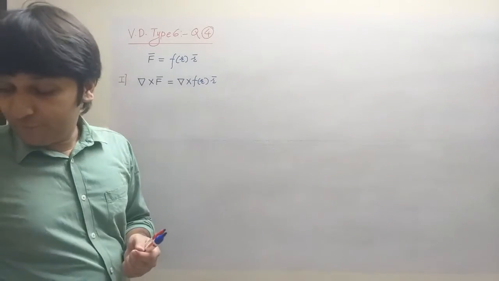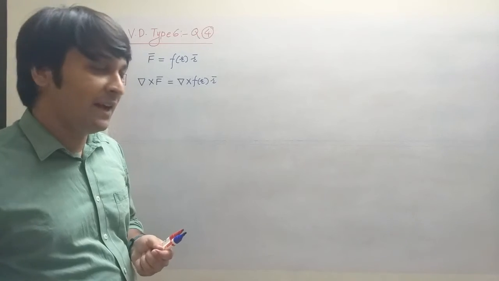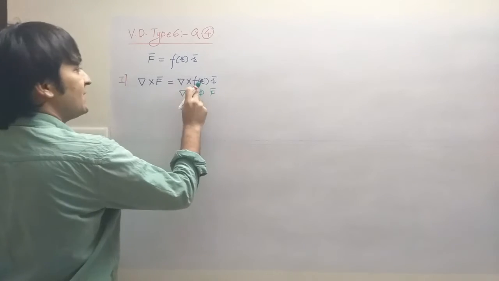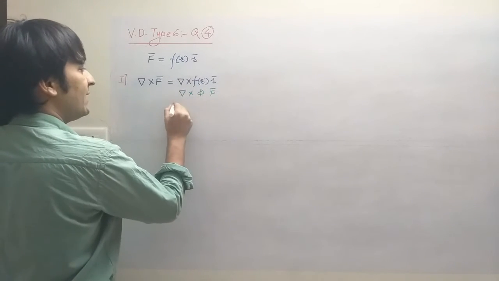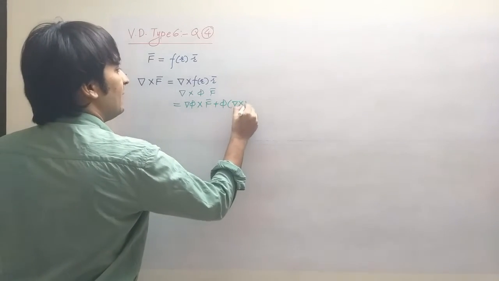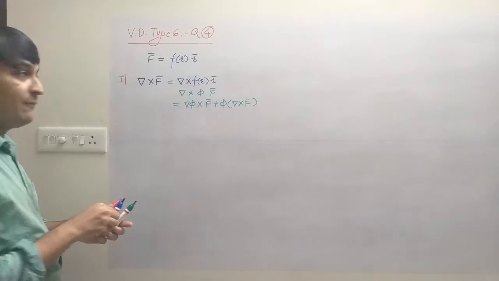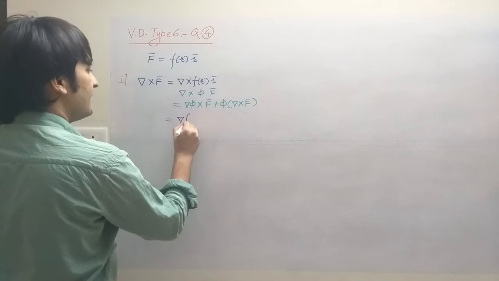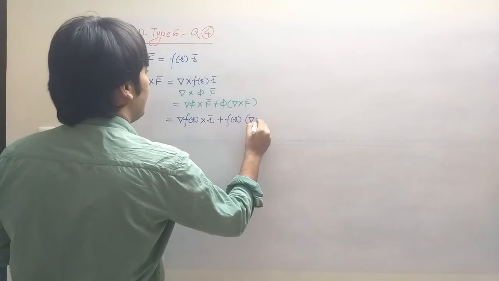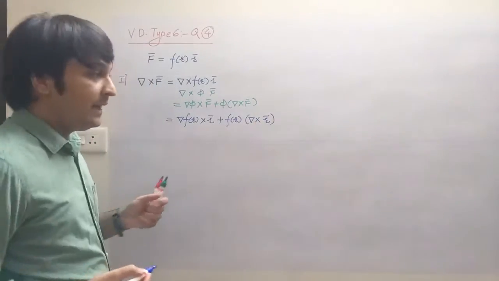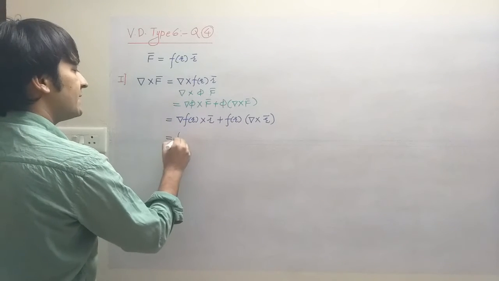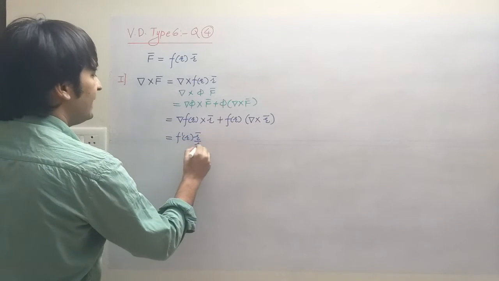Correct? And now, if you remember formula, check if you remember the formula. We have this formula. This is phi. Del cross phi f bar. Phi means function. F bar means vector. So del cross phi f bar is what? Del phi cross f bar plus phi into bracket del cross f bar. Correct or not? And I will use the same formula. So it's going to be del phi, phi is f of r, cross f bar is r bar, plus phi is f of r into bracket del cross f bar is r bar. Correct? I'm just putting f bar as r bar and phi as f of r. Now you know this formula. Del of f of r is f dash r into r bar upon r. Too many times we use this one.